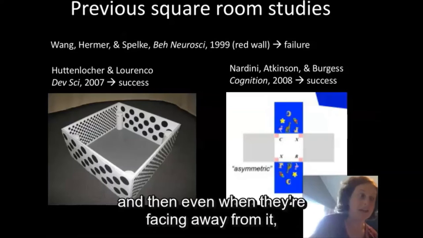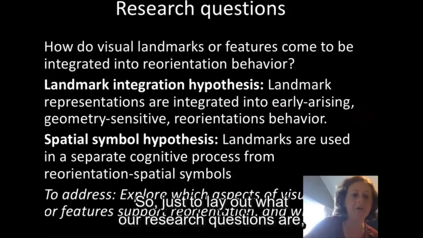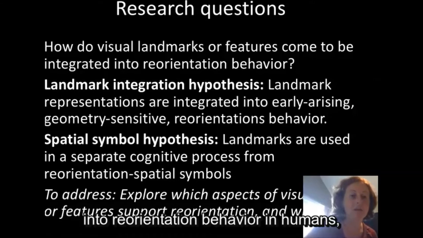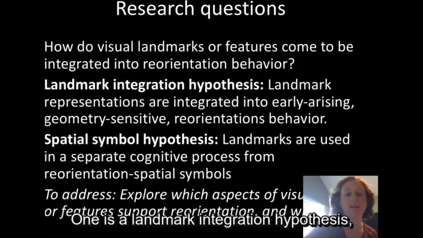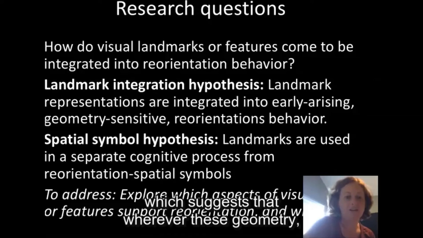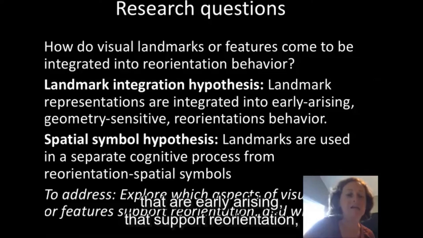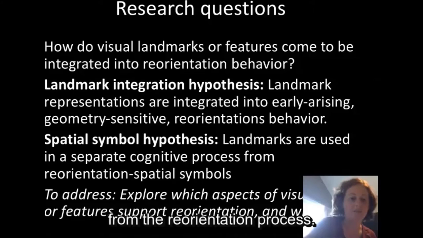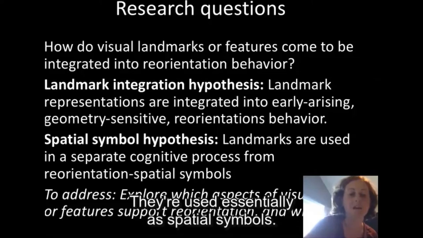So just to lay out what our research questions are, we want to understand how visual landmarks and features come to be integrated into reorientation behavior in humans. And I'll just articulate two hypotheses. One is the landmark integration hypothesis, which suggests that wherever these geometry-sensitive representations come from that are early arising and support reorientation, landmark representations are somehow integrated into those. And the other is the spatial symbol hypothesis, that landmarks are used in a separate cognitive process from the reorientation process. They're used essentially as spatial symbols. So just like you could say X is to the left of Y, anything can serve in the role of Y.